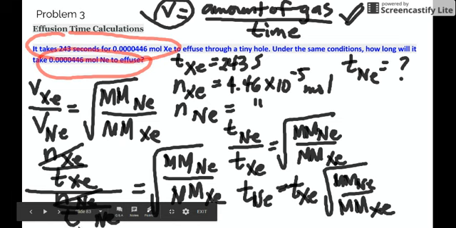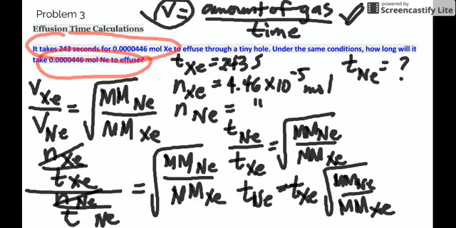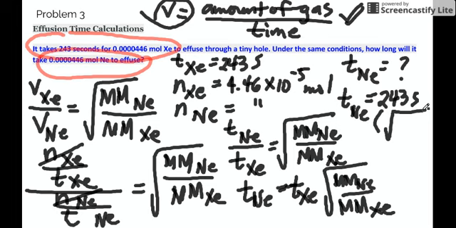Okay, so now we can substitute our values. So molar mass of Ne, let me just put it here. So T of Ne is T of Xe, so that is 243 seconds times the square root of molar mass of Ne, which is 20.18, over molar mass of Xe, which is 131.29. I did not put grams per mole because obviously we're dividing the same unit, so they get cancelled out. So, can you please put this in your calculator?